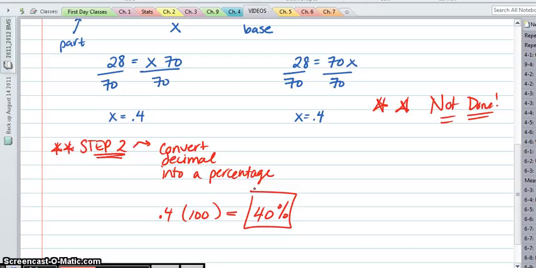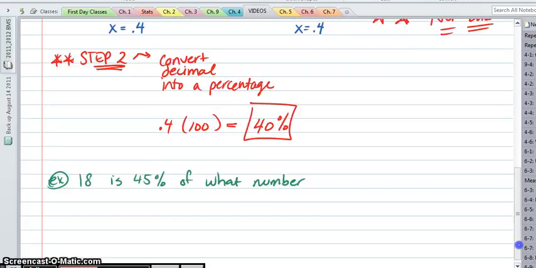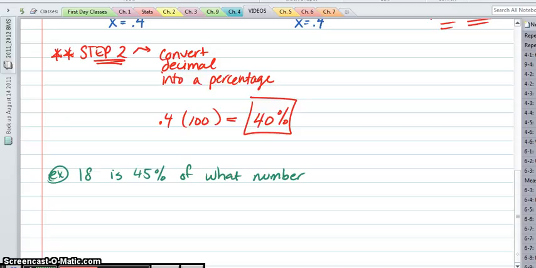Okay, let's just do some more examples. Let's try one like this. So 18 is 45% of what number? The setup is key. I know all of you know how to balance equations. I know that you can use a calculator, but your calculations don't mean anything if the setup isn't correct to start with. So always double check. Do you have your numbers and variables in the right places?